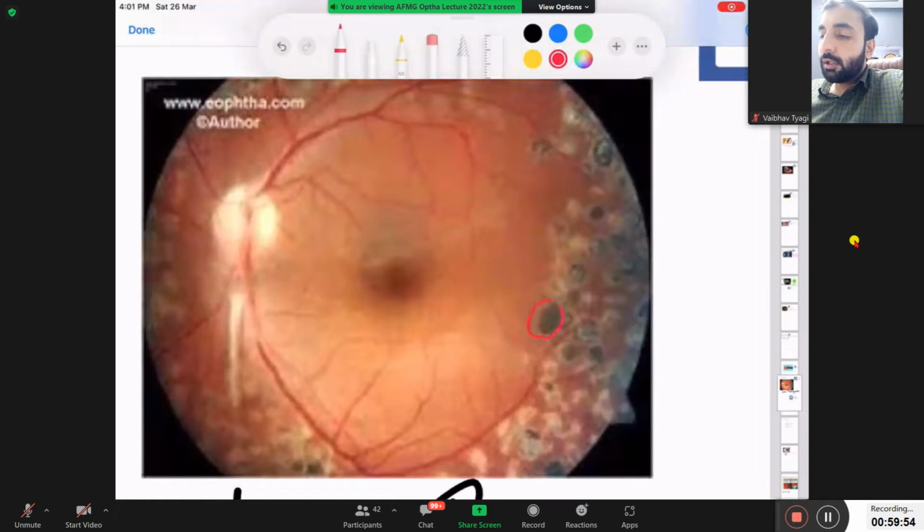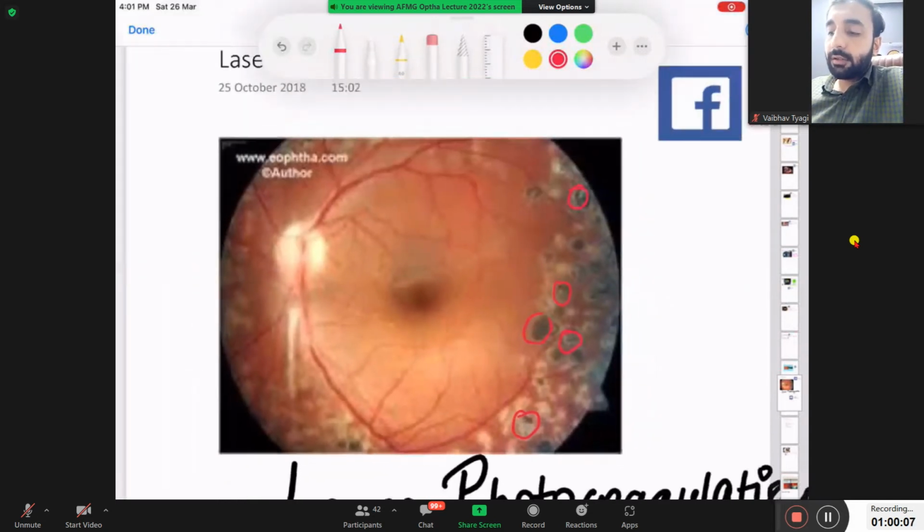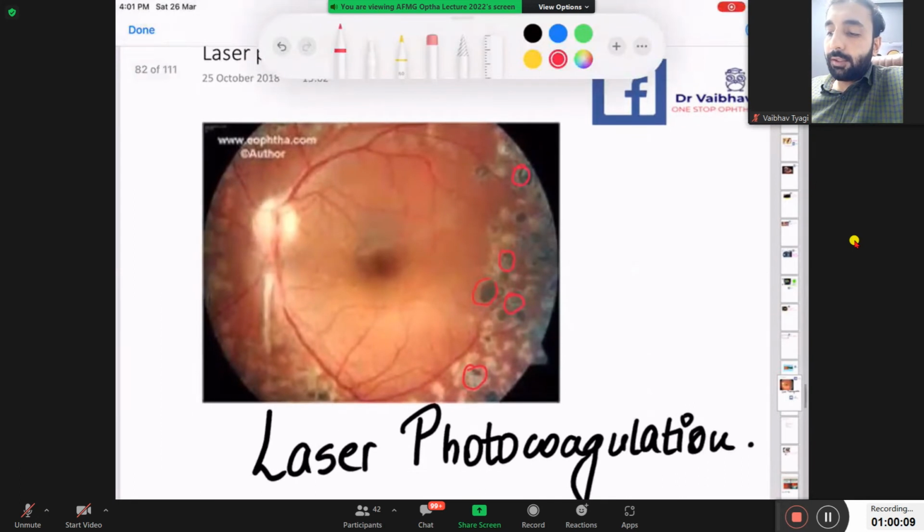After doing FFA, we locate the point of leakage, and at those leakage points, we fire argon laser, and the process is called pan-retinal photocoagulation, PRP. Clear? Give me a thumbs up if it is clear. CRVO, BRVO, laser photocoagulation. Give me a thumbs up if it is clear.